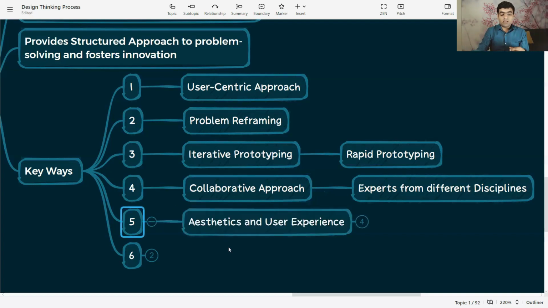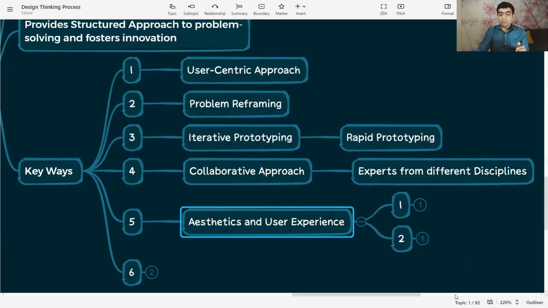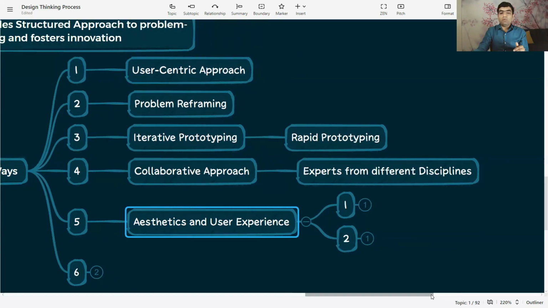The next keyword is aesthetics and user experience. It focuses on aesthetics and user experience also. Guys, even if your design is very good on safety and durability, if it is not good aesthetically, no one is going to buy your product, okay. Here I will give you a simple example. I will show you two cars, and let me know which car you want to buy, right?